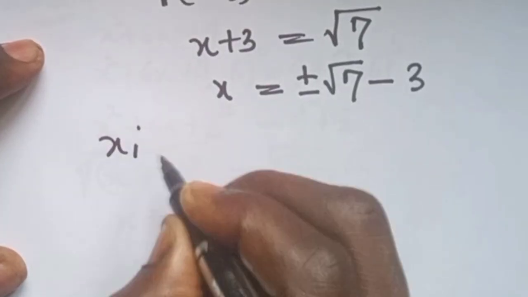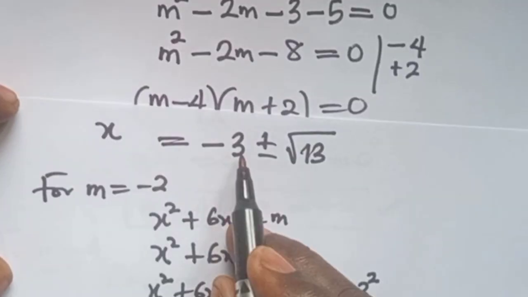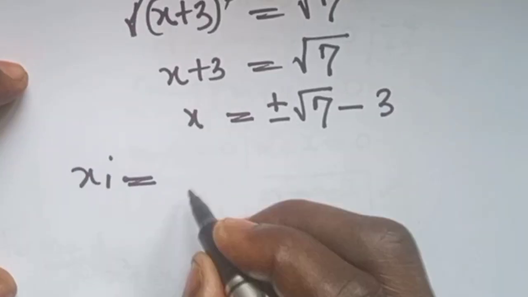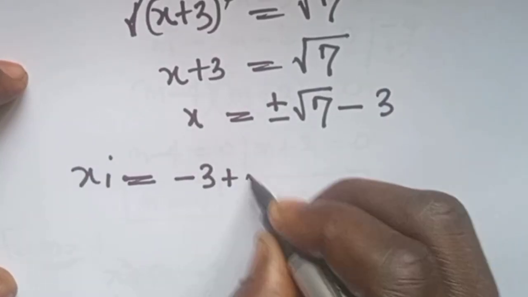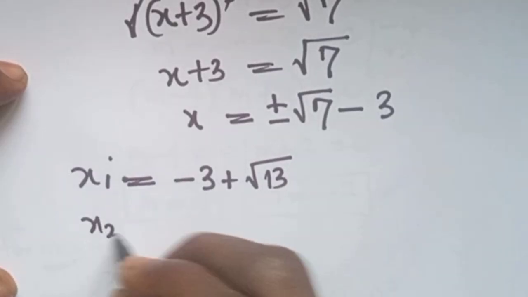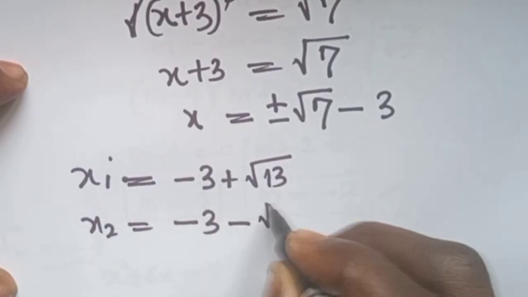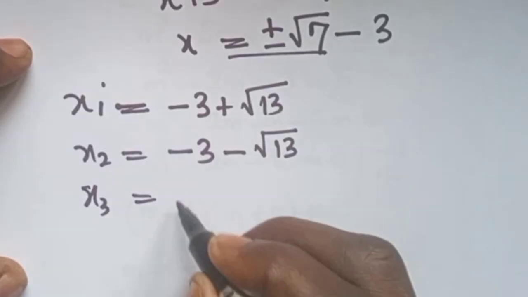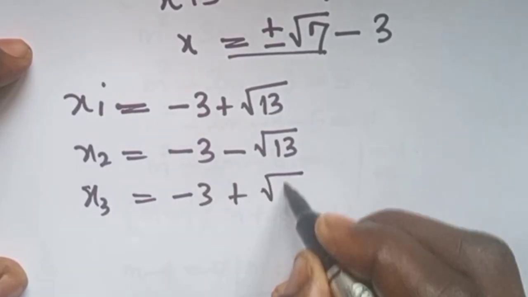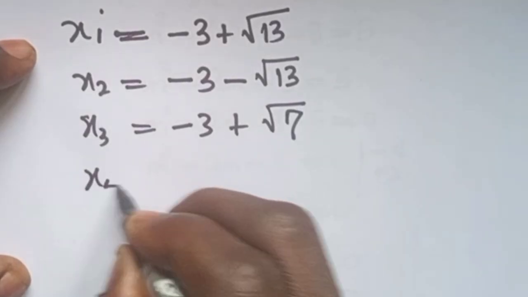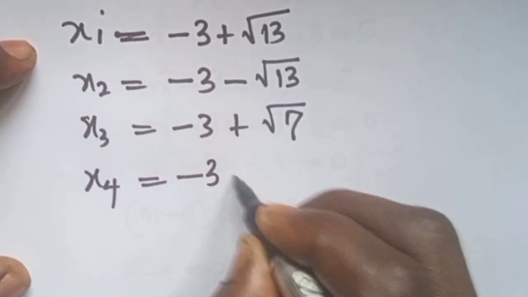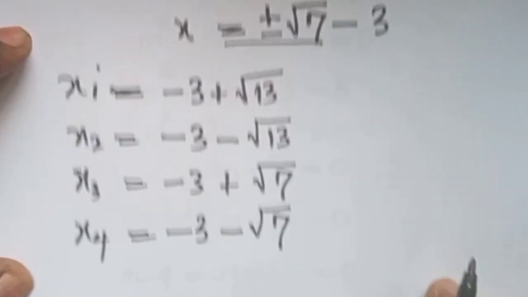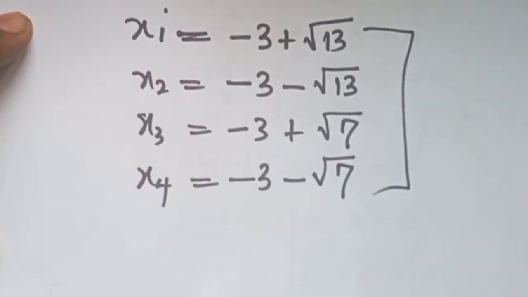Our values for x: x1 is minus 3 plus the square root of 13, and x2 is minus 3 minus the square root of 13. And from here, x3 is minus 3 plus the square root of 7, and x4 is minus 3 minus the square root of 7. And the values are all real numbers.